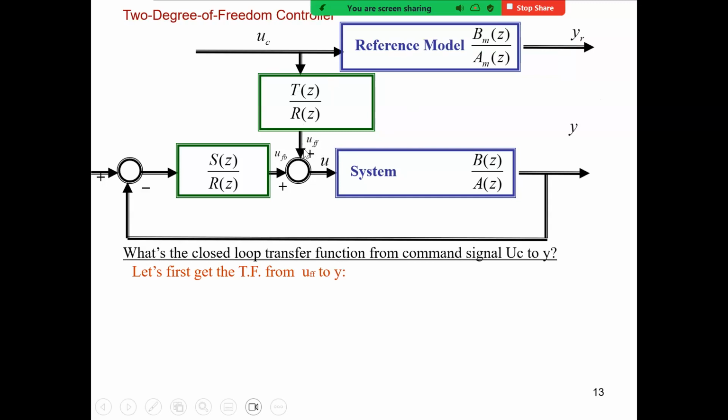So let's just look at the feed forward control signal UFF and the output. We want to apply the formula, so we have to figure out two transfer functions. One is the feed forward transfer function. The other one is the open loop transfer function. Then we can use the formula. So first, let's figure out what is the feed forward transfer function from the UFF to output.